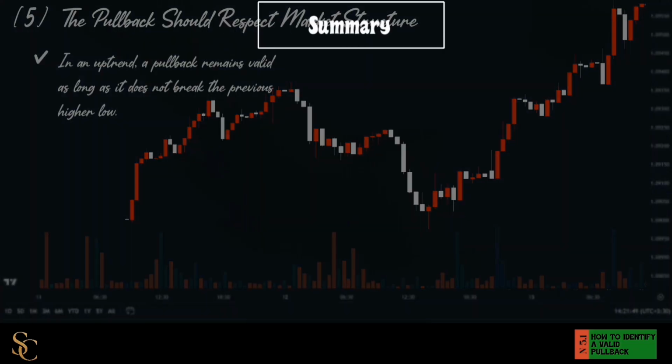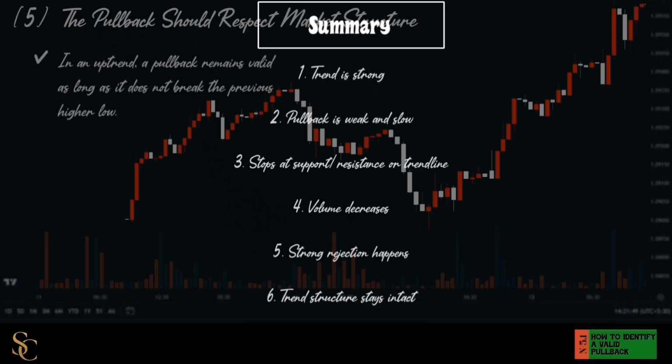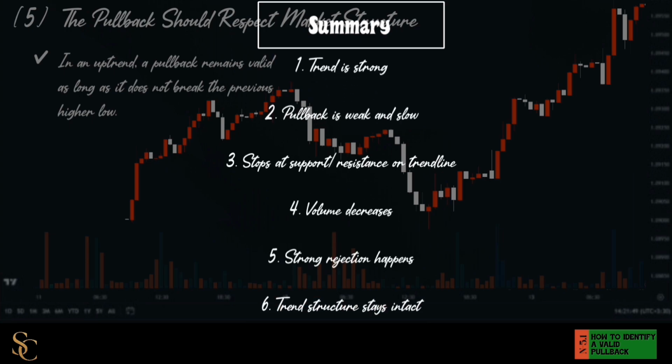Summary, easy to remember. A pullback is valid when: 1. Trend is strong. 2. Pullback is weak and slow. 3. Stops at support, resistance or trend line. 4. Volume decreases. 5. Strong rejection happens. 6. Trend structure stays intact.